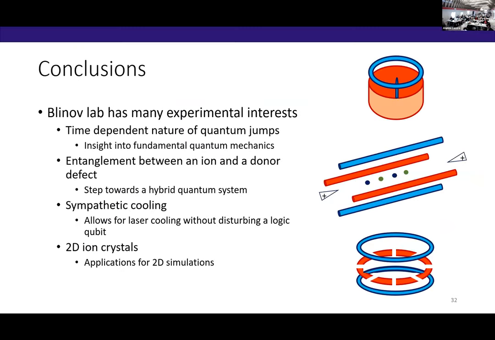So in conclusion, we've got a lot of cool science going on, from looking at the time-dependent nature of quantum jumps, which has an insight into fundamental quantum mechanics, to entanglement between an ion and a donor defect as a step towards a hybrid quantum system, looking at sympathetic cooling, which allows for laser cooling without disturbing a logic qubit, and work towards creating 2D ion crystals for 2D simulations.